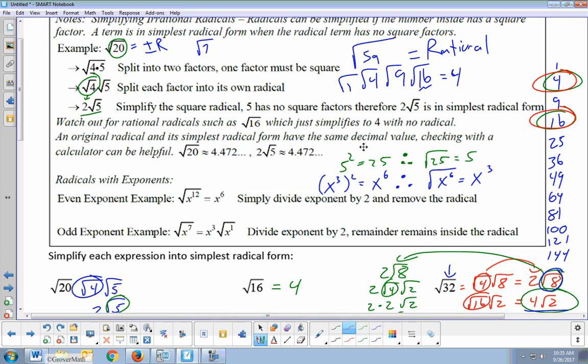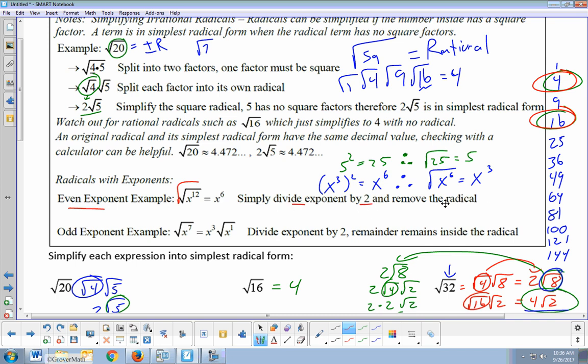And what I'm saying here is that x to the 3rd times itself is x to the 6th because you actually multiply the exponents. So the square root, what times itself is x to the 6th, the answer is x to the 3rd. The very simple rule here is that when you have even exponents inside a square root, you just divide by 2.